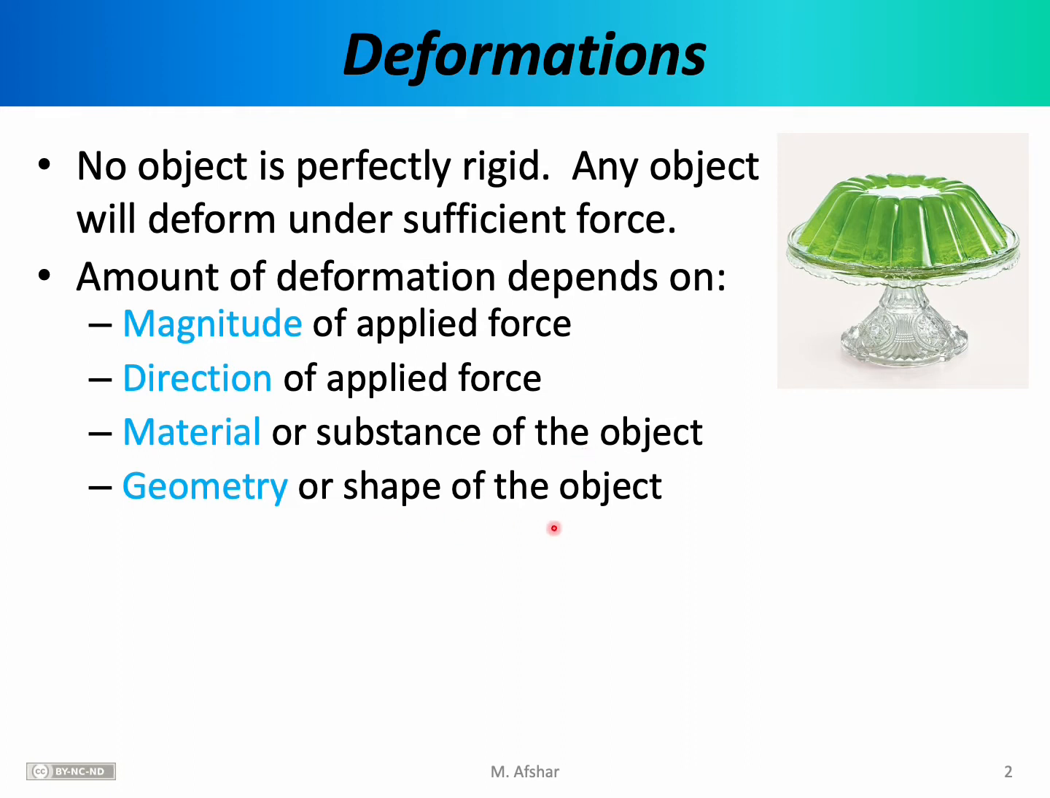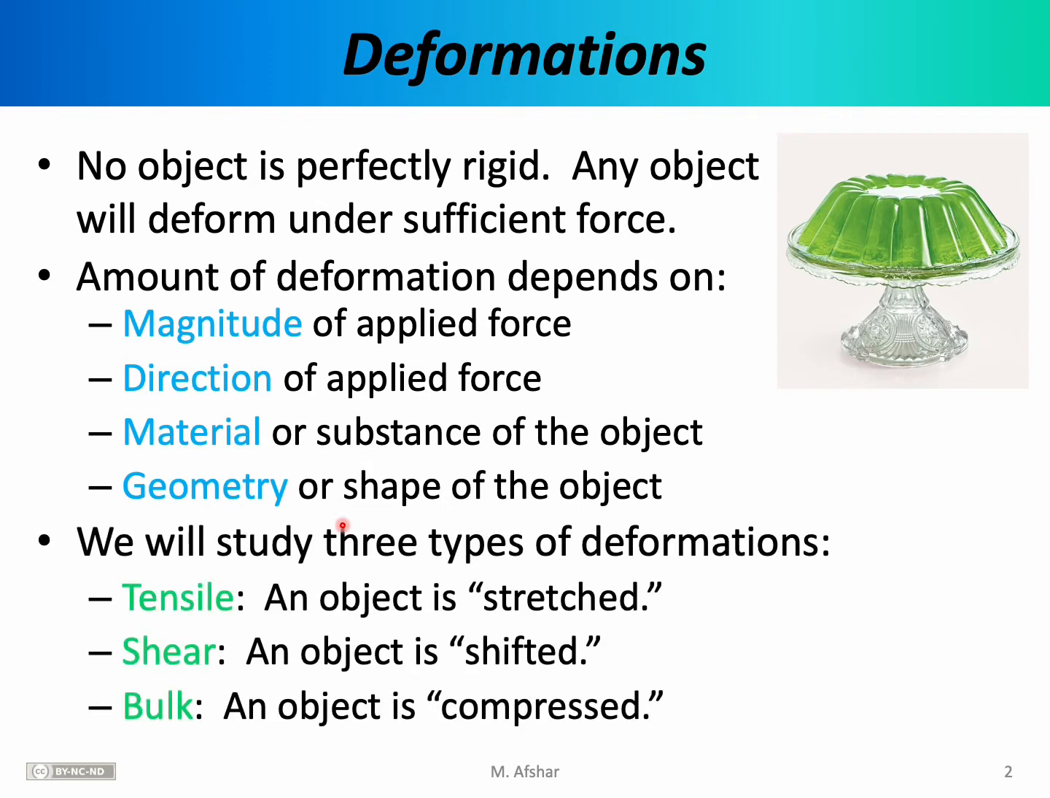The geometry or shape of the object is also important. The way a cubical block of steel deforms is different than the way a cylindrical piece of steel would deform. So if we're going to discuss the deformation of steel, we need to know the initial geometry of the object that we're discussing. Now, in general, there are many different ways that an arbitrary object can deform.